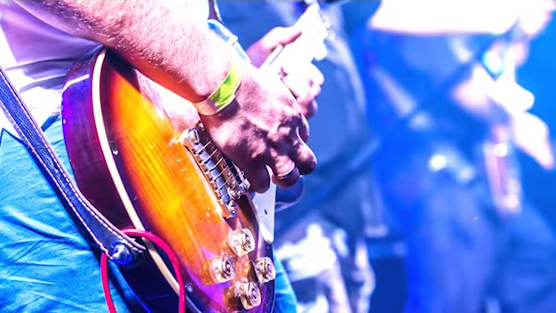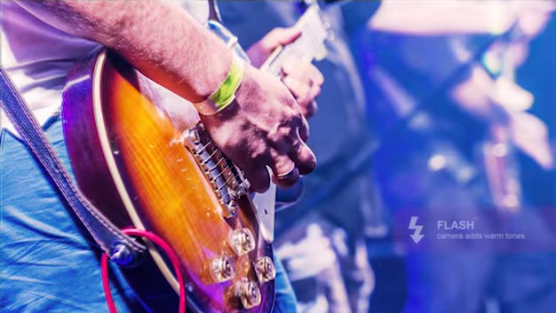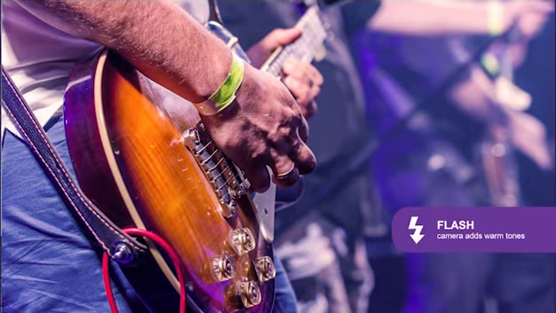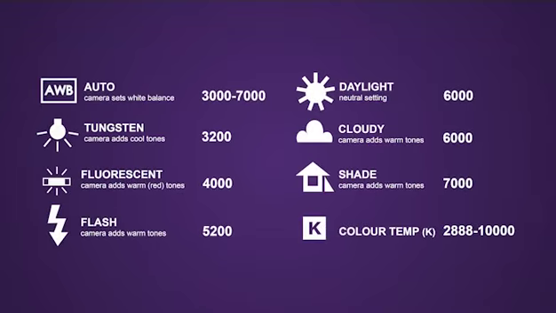Flash gives a slightly cool neutral light, so the flash setting can be used to warm up the image. The custom white balance mode allows the photographer to key in a specific colour temperature, giving much greater control over the image.